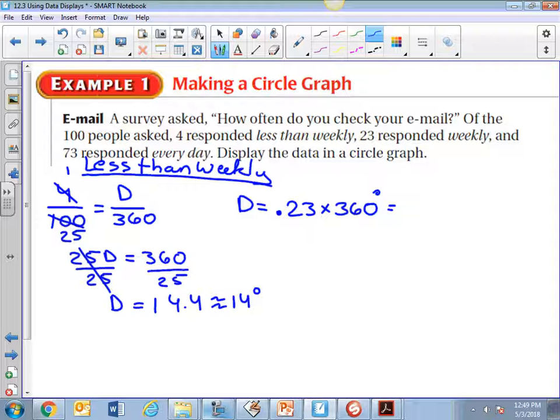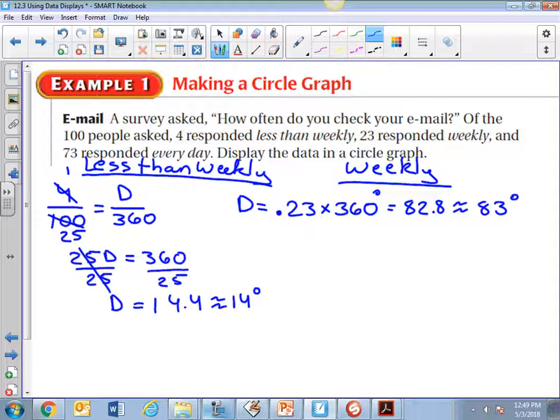See what you get. Tell me what you get. I think it's 82.8. Okay. I was gonna say I think it's 80 something. Okay, 82.8. All right, and again, it's not worth having a decimal probably. So we're gonna say that's roughly 83 degrees. Okay. So this one here, that is the weekly one. So I'm going to label that so I know what I'm doing when I make my circle graph finally.